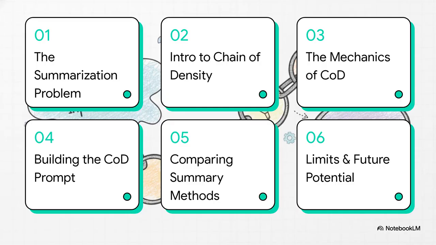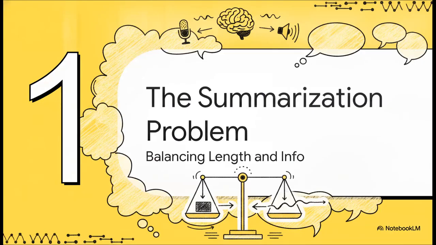So here is our roadmap for today. We're going to start with the AI summarization problem, introduce chain of density, cover the mechanics of CoD, build the CoD prompt, compare summary methods, and finally look at limitations and future potential. Let's dive right into Section 1, the AI summarization problem.